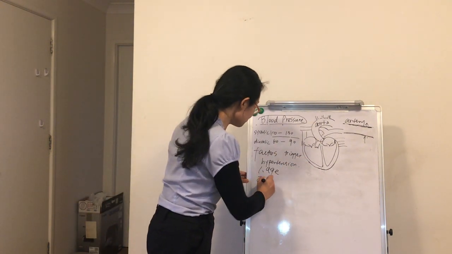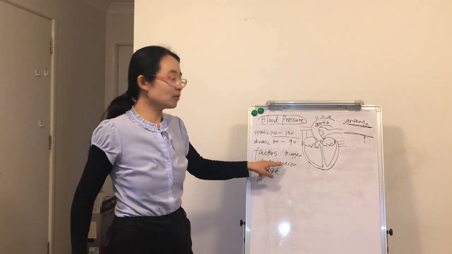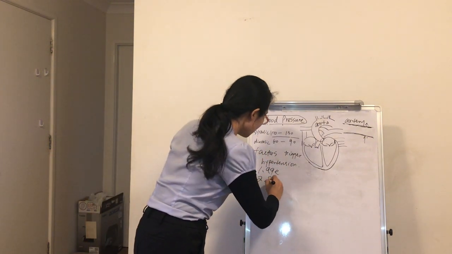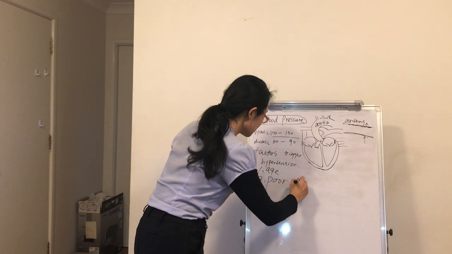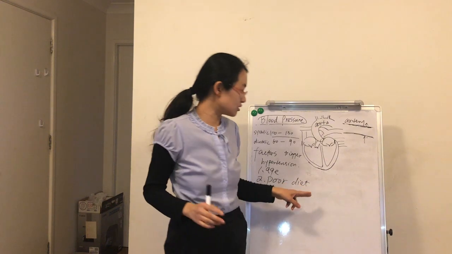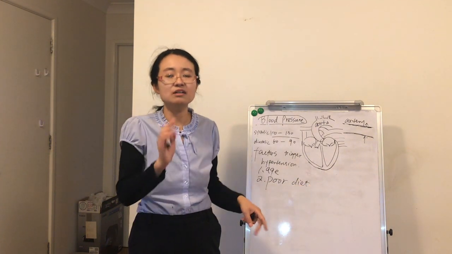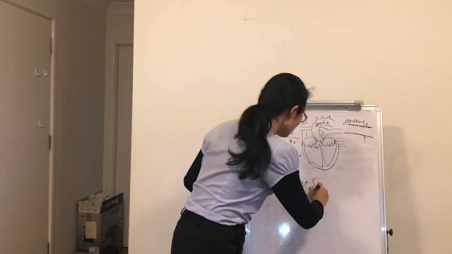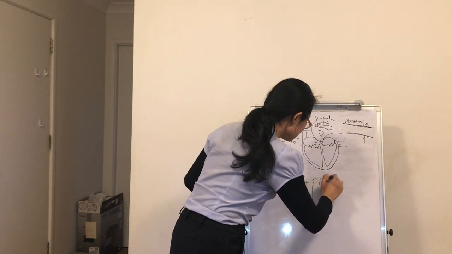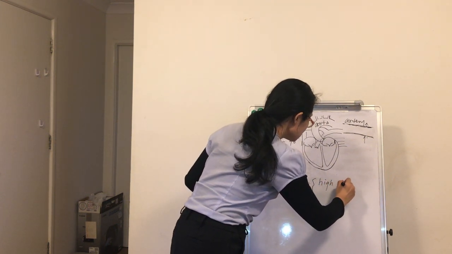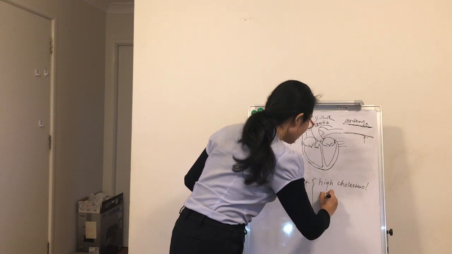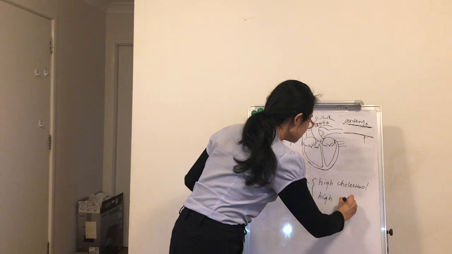Secondly, the blood pressure could be increased by poor diet. Diet plays a significant role in maintaining blood pressure. So what kind of diet could increase your blood pressure? Two diets. One is high cholesterol, and one is high sodium.